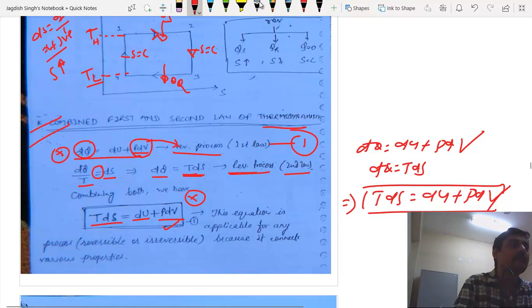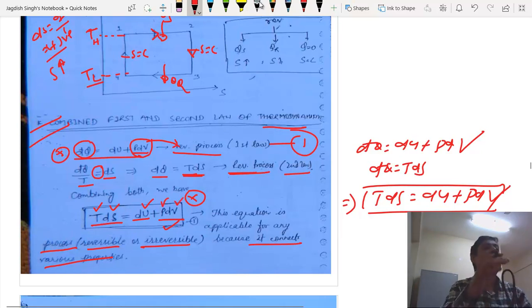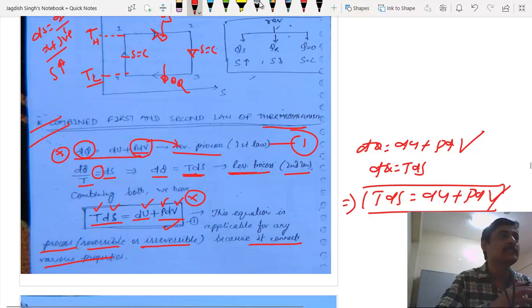This equation is applicable for any process. Why? Because whatever these quantities are, all are properties. So this TdS is equal to dU plus PdV. This is applicable for all processes, both reversible and irreversible, because it consists of various properties. Temperature is a property, entropy is a property, internal energy is a property, pressure is a property, and volume is a property. This equation consists of the combination of these properties. Therefore this equation is valid for both reversible and irreversible processes, right? So this equation is very important.